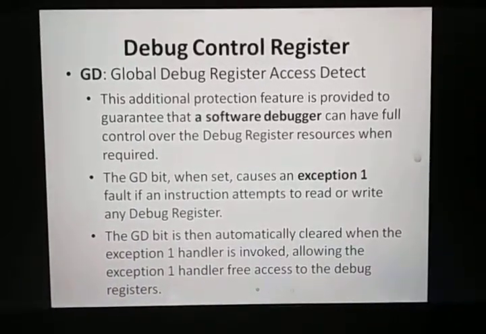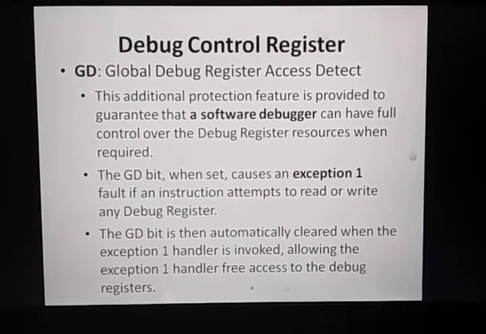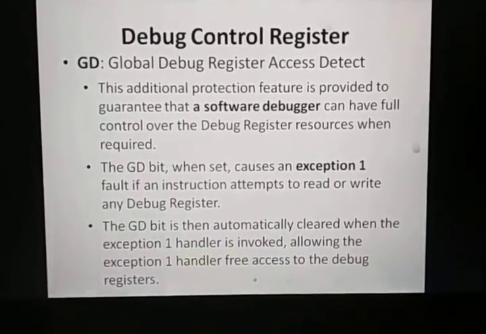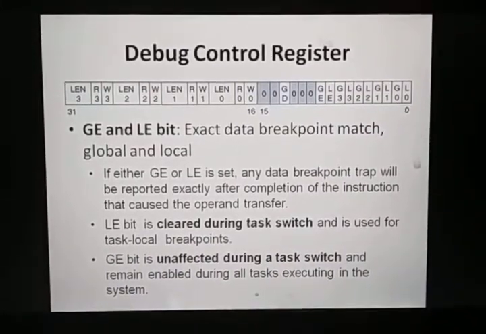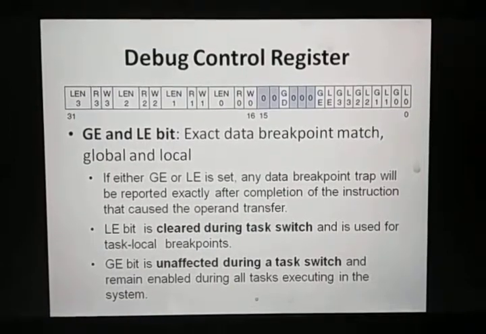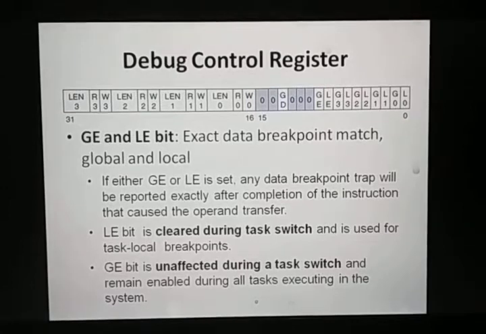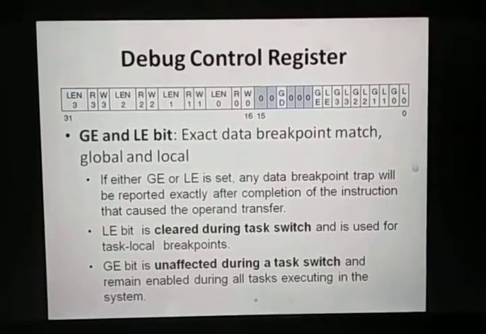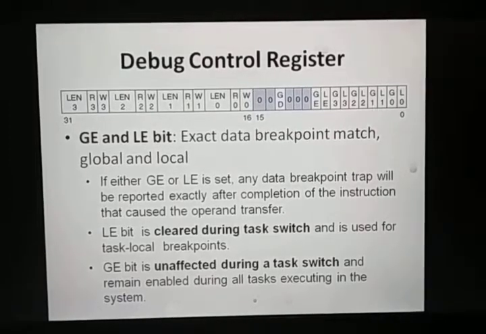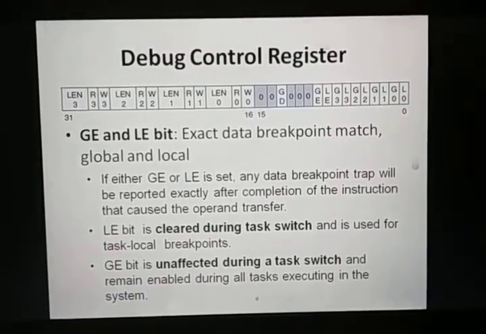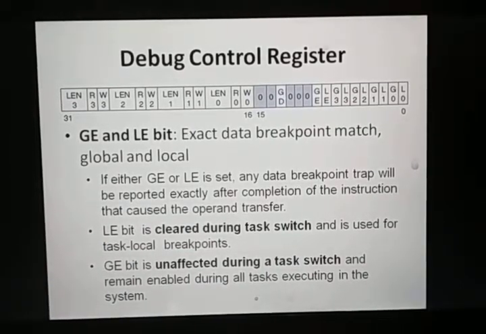The GD bit is then automatically cleared when the exception 1 handler is invoked, allowing the exception 1 handler free access to the debug registers. GE bit and LE bit: exact data breakpoint match, global and local. These bits are used for the breakpoint match condition. We use GE for the global exact condition and LE for the local exact condition. Any data breakpoint trap will be reported exactly after completion of the instruction that caused the operand transfer.